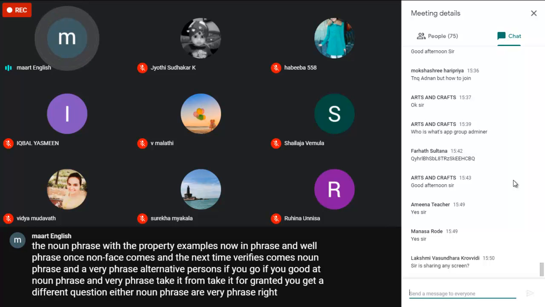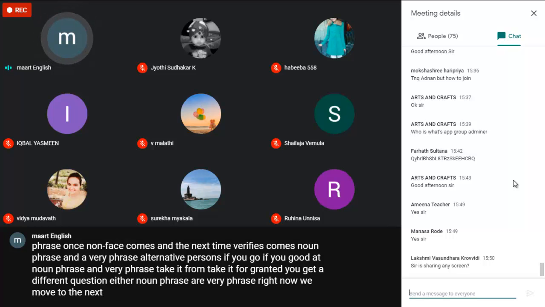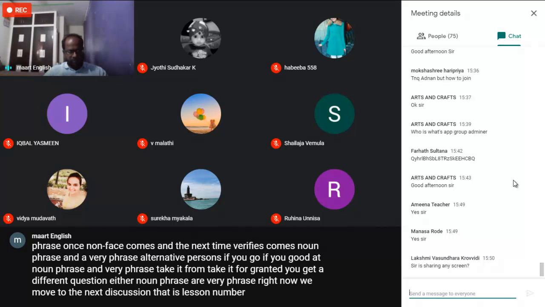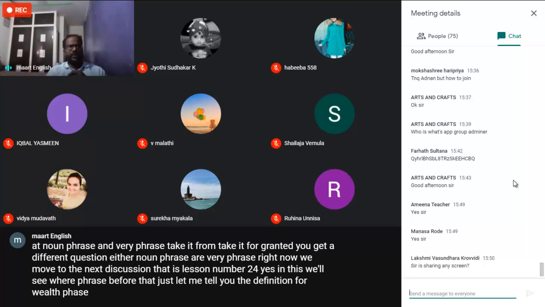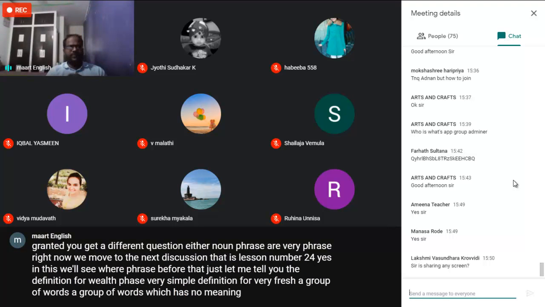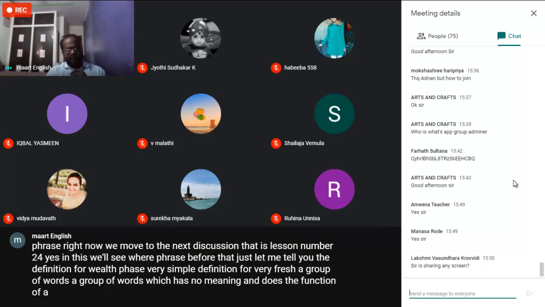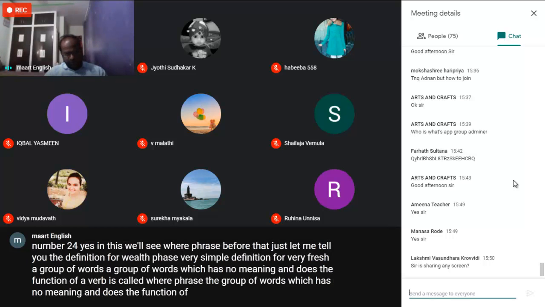Right. Now we move to the next discussion, that is lesson number 24. In this we will see verb phrase. Before that, let me tell you the definition for verb phrase. Very simple definition: a group of words which has no meaning by itself and does the function of a verb is called a verb phrase.